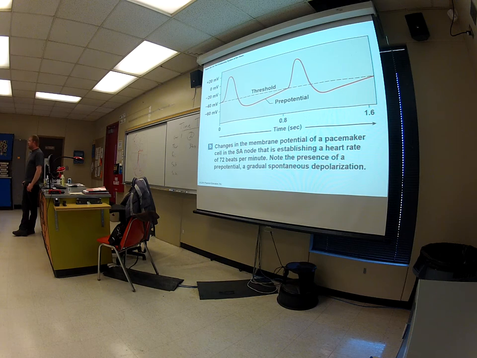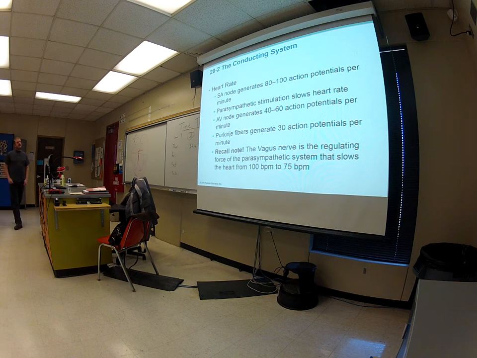Can anybody tell me the cranial nerve that innervates it and slows it down from 100? Vagus. Yeah. The vagus nerve innervates the heart and slows it down from 100 beats per minute to 75 beats per minute. Okay? Now, it says that the heart rate, the SA node, generates 80 to 100 action potentials per minute. Parasympathetic stimulation slows the heart rate down. Okay? AV node generates right around 40 to 60. And then the Purkinje fibers can actually generate 30.